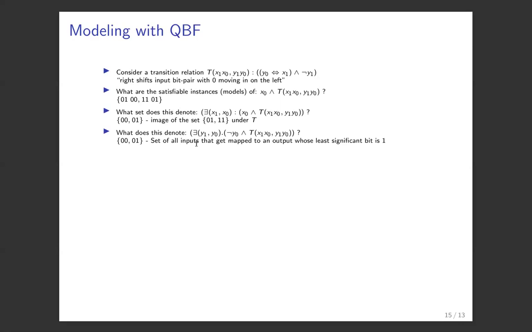Okay. So that's why I call this a pre-image. This is a post-image of a given set. This is the post-image of a given set. This is a pre-image of a set with certain constraint. Okay, it is a set of all starting states which get mapped to some state in which the least significant bit is 0 in the post state.